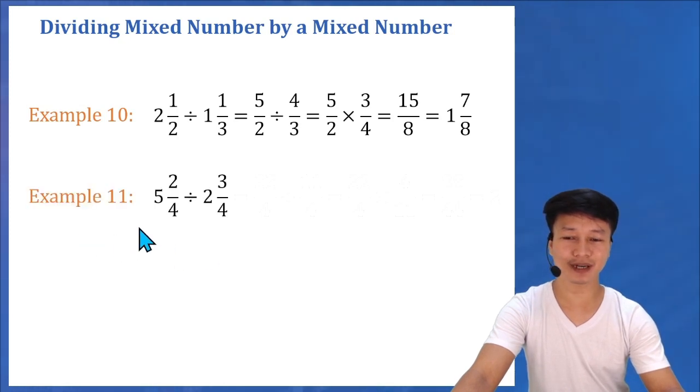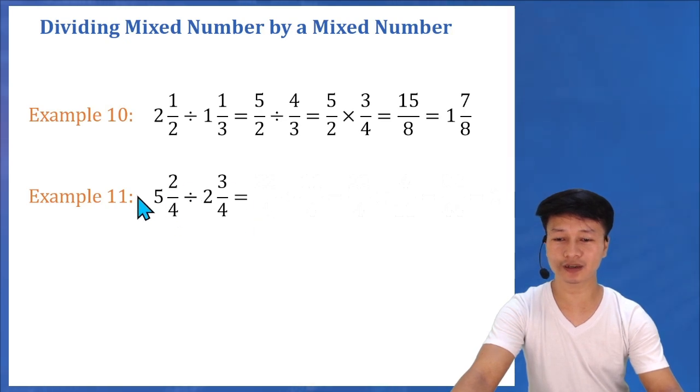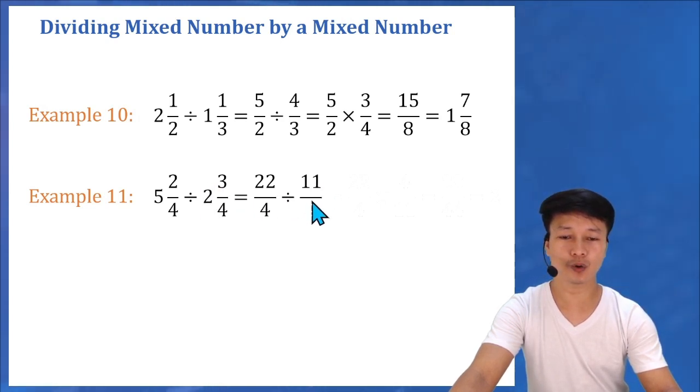So we have example number 11. 5 and 2/4 divided by 2 and 3/4. Okay, so that is equal to, again, convert natin sila into their equivalent improper fraction. So we have 4 times 5 is 20 plus 2, that is 22, over the denominator of this fraction, which is 4. Divided by, ito naman yung i-convert natin into improper fraction. We have 4 times 2 is 8 plus 3 is 11. So this is 11 over the denominator, which is 4.